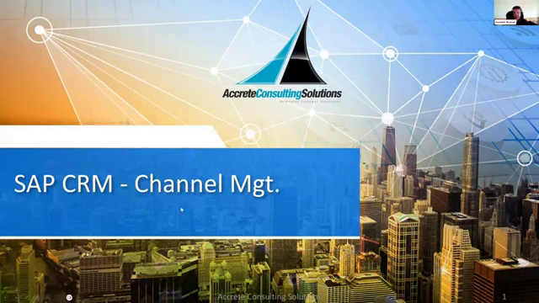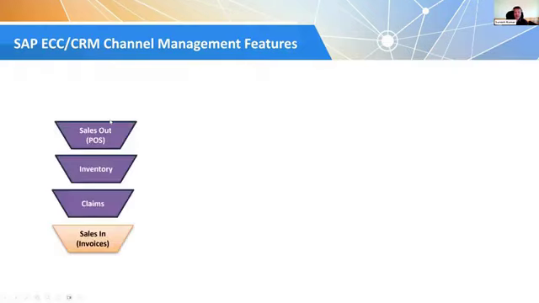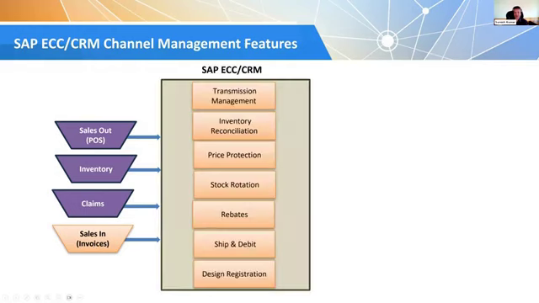I want to spend some time discussing some options for migrating the channel management functionality in SAP CRM. So the data elements that come into SAP CRM for channel management are basically sales out, which is your point of sales, inventory and claims that's coming from outside of SAP, and then there is sales in, which is invoices coming from SAP CC.